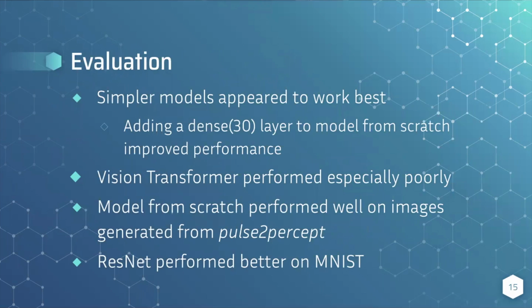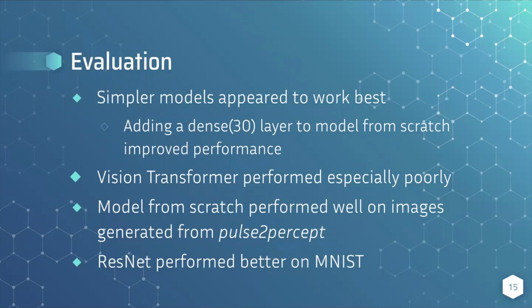For example, for the model from scratch, we added a dense 30 layer, which decreased the complexity, and we noticed that it improved the performance. And for the Vision Transformer, it had the greatest complexity and it performed poorly on all 3 datasets. Specifically, the model from scratch seemed to do well on the datasets that we generated using Pulse to Percept, which were the single and the multi-electrode datasets.